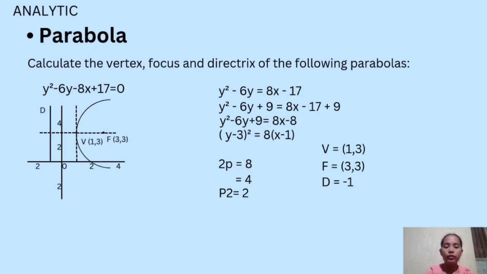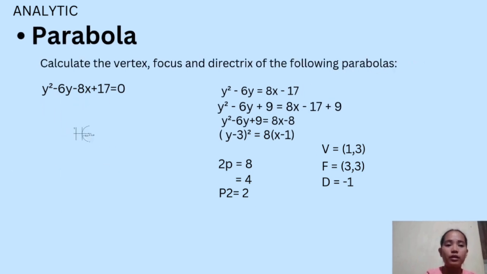We just move 2 points from the vertex to the focus and from the vertex to the directrix. So in total, we have vertex point 1 and 3. The focus point is 3 and 3, and the directrix is x equals negative 1. The graph is opening right.